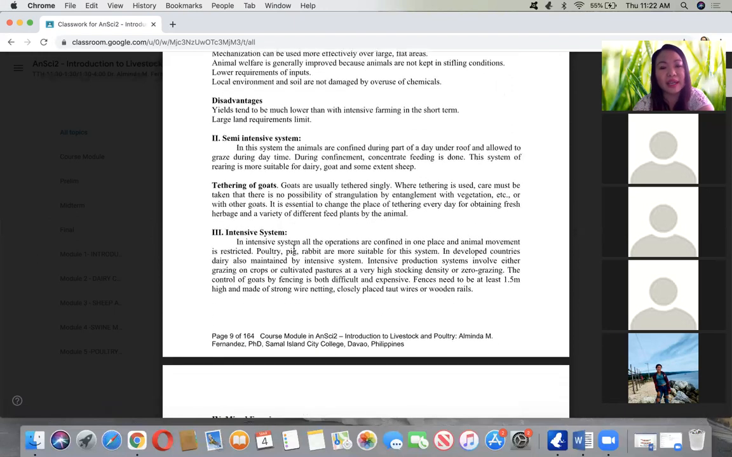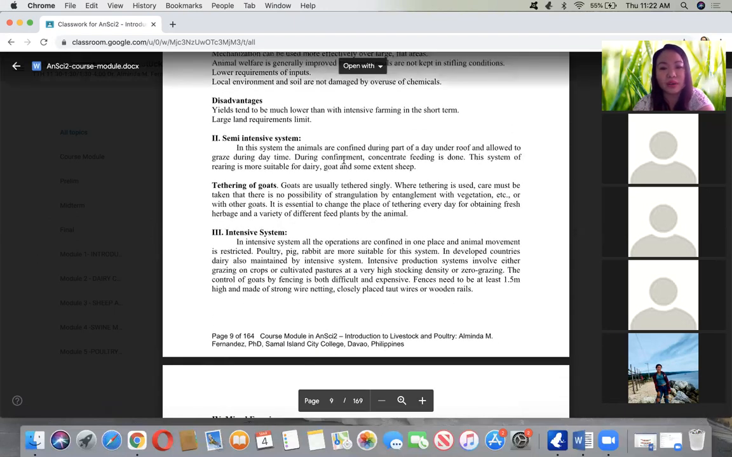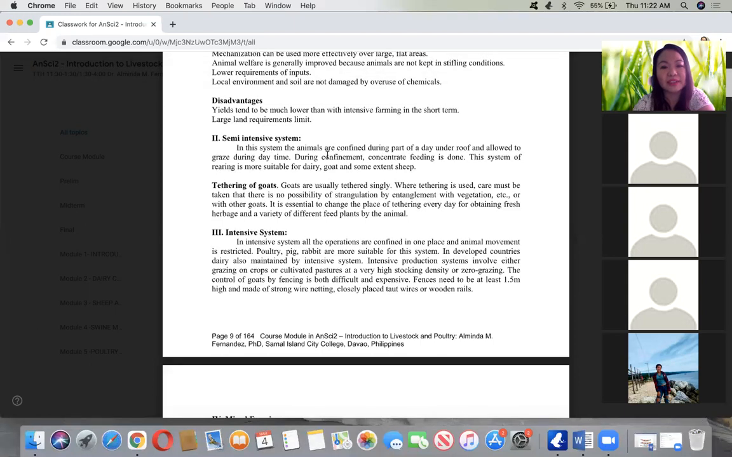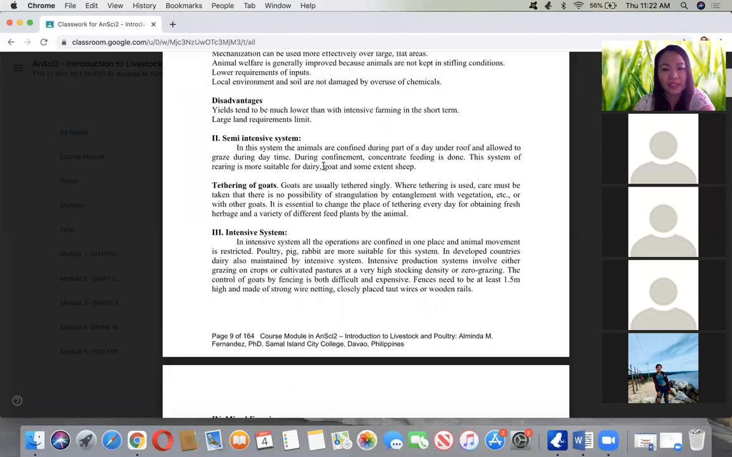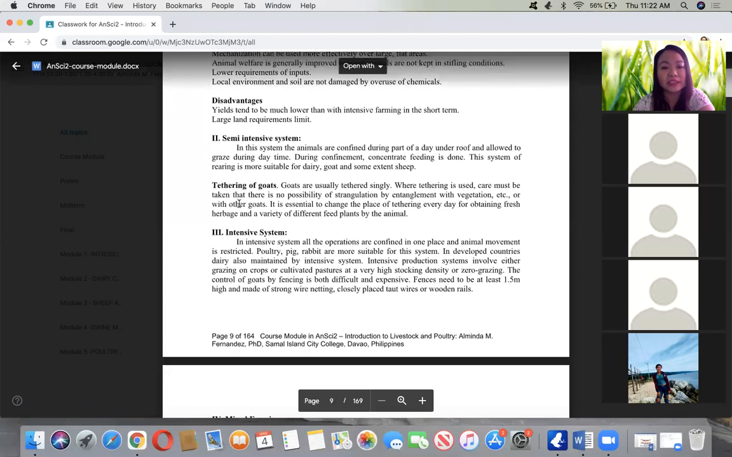So second type is the semi-intensive, no? This semi-intensive siya since animals are confined during part of the day under the roof and allowed to graze during the daytime. So concentrate feeding is done in this system, and these are suitable for dairy goat and sheep.